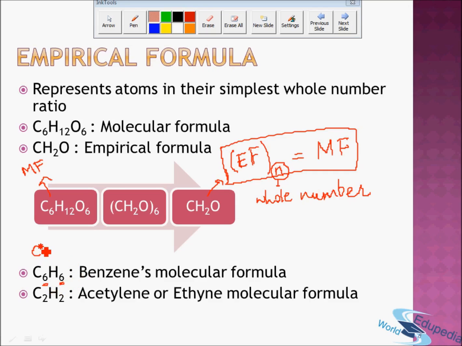So what will be left with me? CH multiplied with 6. Now to convert this into the empirical formula, I can simply remove the 6. The common 6 I had taken out, I can simply remove it. What is left with me is the empirical formula of benzene.